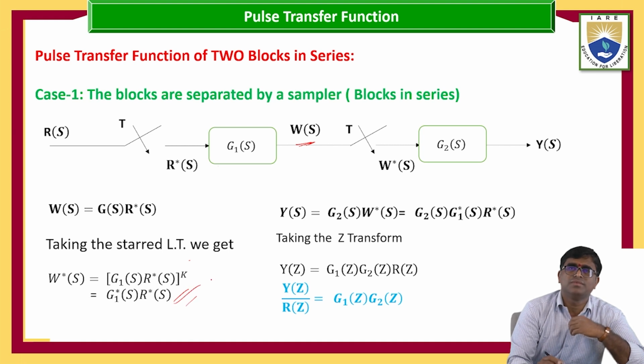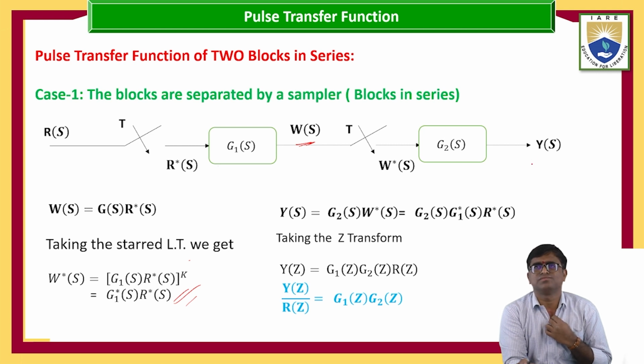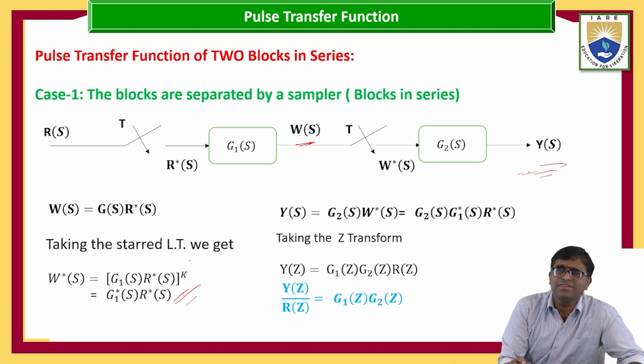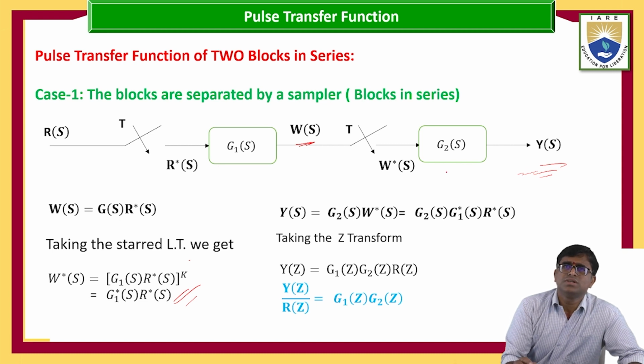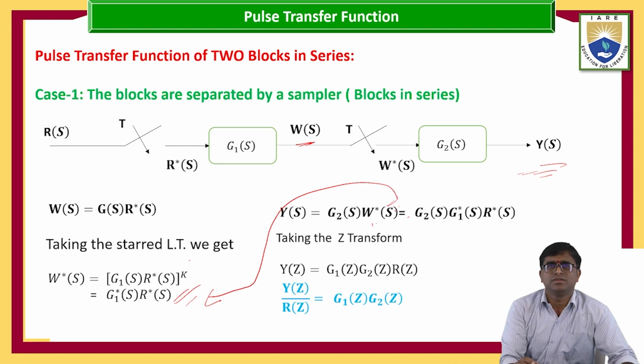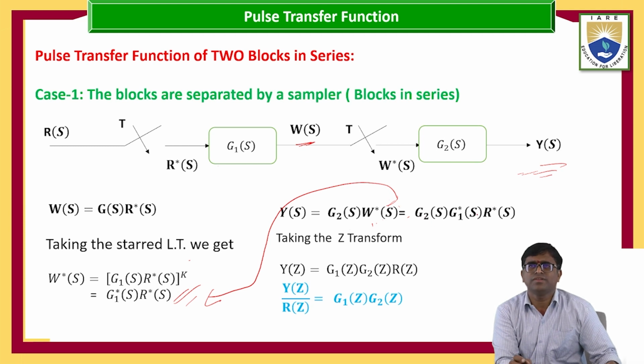Coming for the next one, transfer function Y of S. Where is the Y of S? Y of S is there here. So, this Y of S equal to G2 of S into W star S. What is the G2 of S into W star S? W star S is nothing but this one. Okay, this is W star S. So, substitute this one here: G2 of S into G1 star S into R of S.